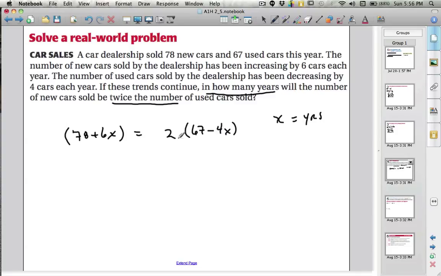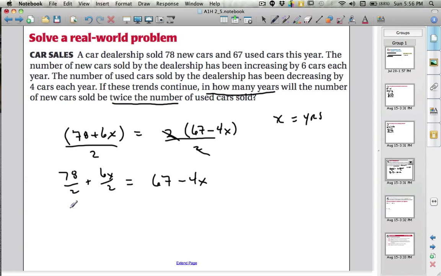Okay, so if we go ahead and, again, I'd want to look at this. In this case, I would go, well, rather than distributing the 2, I could divide both sides by 2. So if I divide this by 2 and I divide that by 2, I know that I have to take 78 divided by 2 and 6x divided by 2, and then these are going to cancel, and that's going to equal 67 minus 4x.